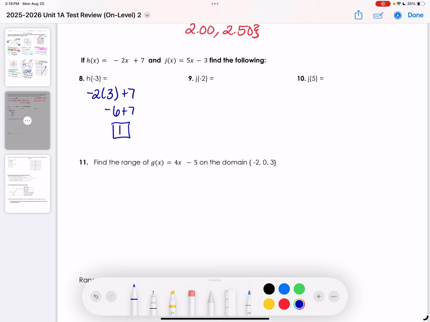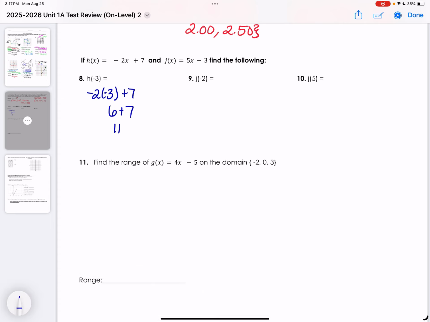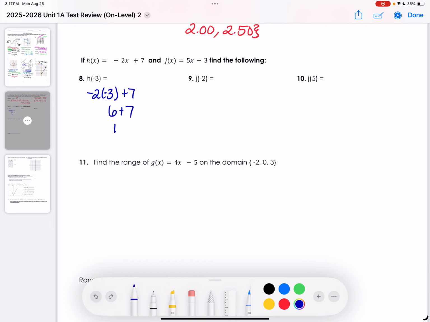Oh wait, hold on, I made a mistake. Back it up. This is a negative 3, this needs to be negative. That makes it positive 6 plus 7, which gives me, hold on, I'm having technical difficulties. I did the last video for my honors class on my camera, and so now I'm trying with the iPad to see if it's easier. So bear with me as I go through some technical difficulties.